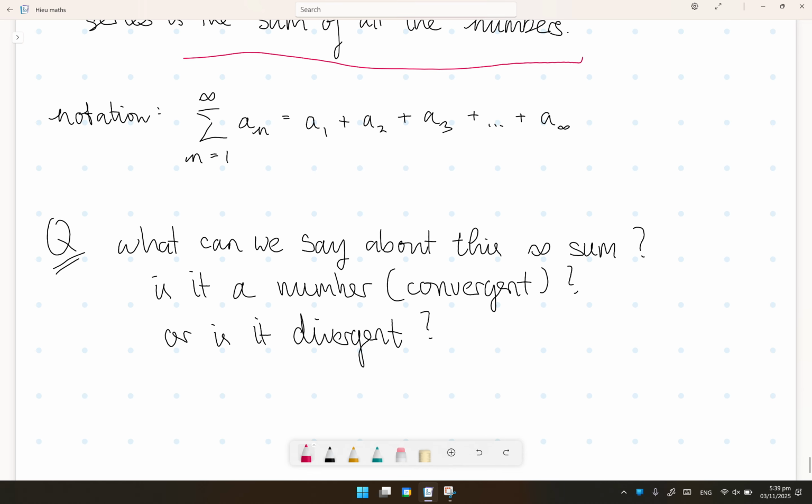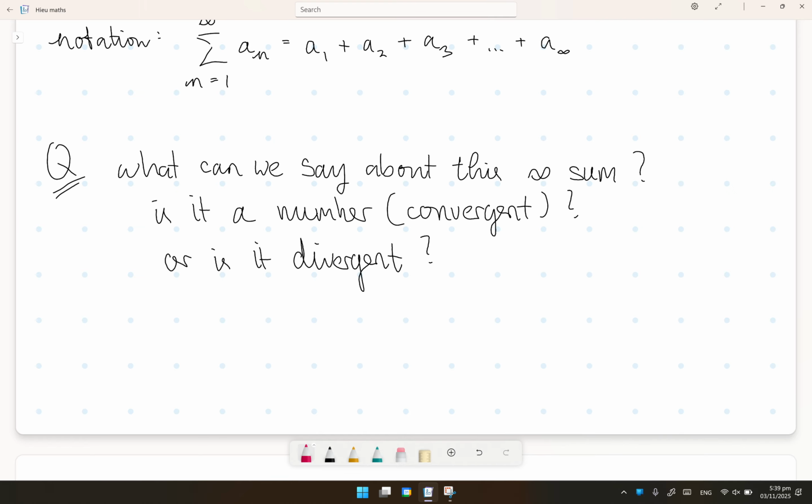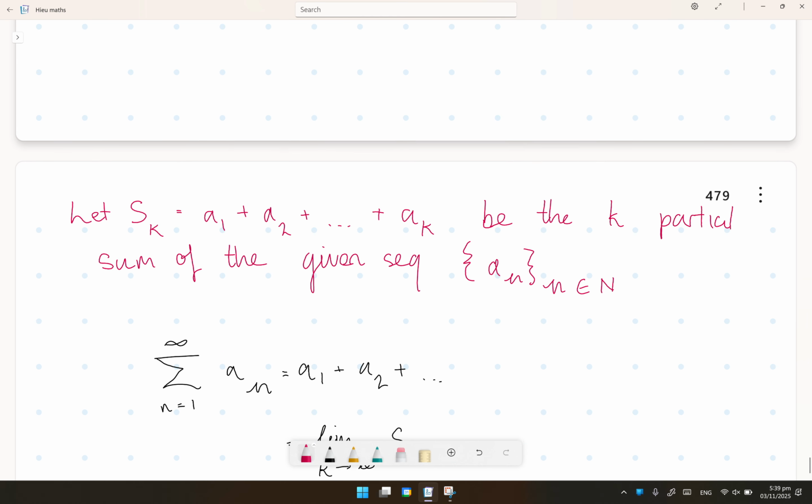Okay, so the notation is like this. Basically the sum from 1 to infinity. It's basically what I just said. Now, the questions that we often see with series is, what can we say about this infinite sum? First of all, is it divergent, or is it convergent? If it's convergent, what is the answer? Like, what does it converge to? So that's what we often have to find the answer to.